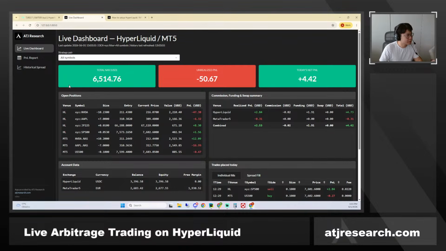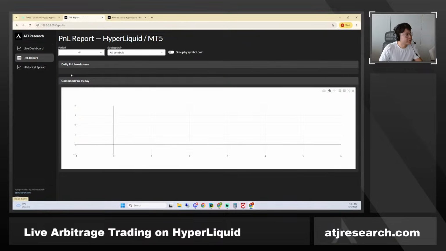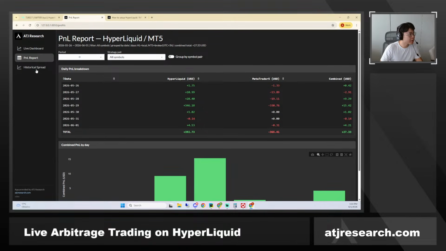Let me show you some small changes that I've added. So here, this is our main dashboard. What we've added on the left side is a sidebar with some new applications. Disregard the unrealized P&L right now, because the US stocks are closed and the Hyperliquid ones are open. So we have some small discrepancy in the unrealized P&L until US market open. But let me show you my new app, with the P&L report.